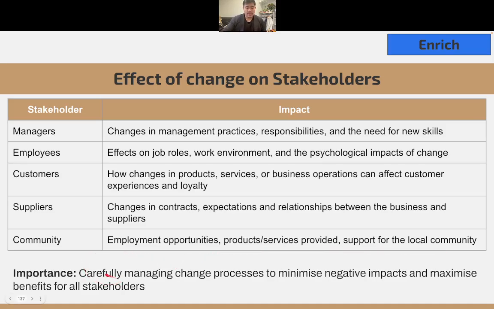The importance of this is that when you carefully manage the change or the change processes that you have, it minimizes negative impacts and maximizes benefits for all stakeholders. So if you get this right, where you are considering your stakeholders, you're going to minimize this, so less negative and the most benefit for stakeholders. Now, it is a balancing act. So if you remember from the start of the year, we were talking about the conflict between the different stakeholders. So you can't please everybody, but what is the best for achieving your business objectives?